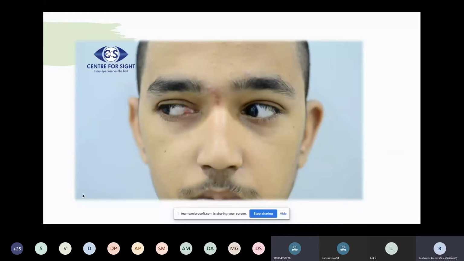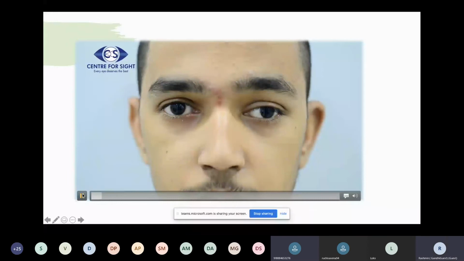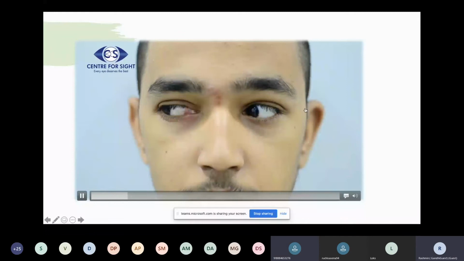Aberrant regeneration. Fantastic. So what the patient has is aberrant regeneration. What are the other signs of aberrant regeneration of the third nerve? Pseudo-Argyll Robertson pupil. Pseudo-Graefe sign. Yeah. First you look at the lid, right? Then you come to the pupil. See what happens when the patient looks down. You'll find that this lid is not following the eyeball.